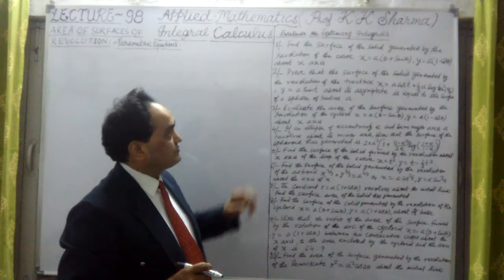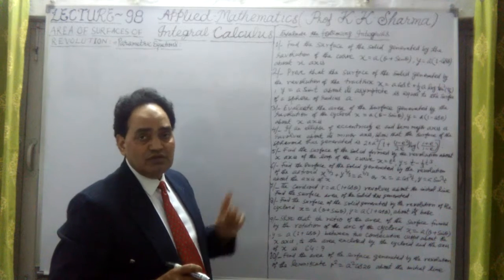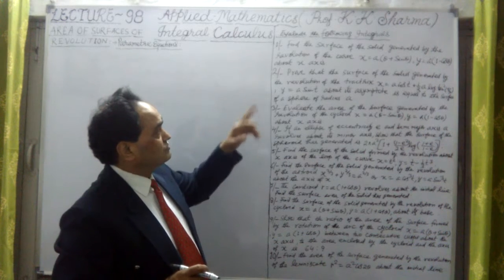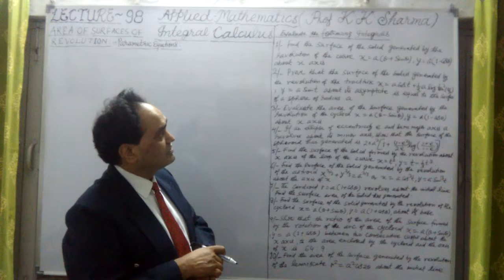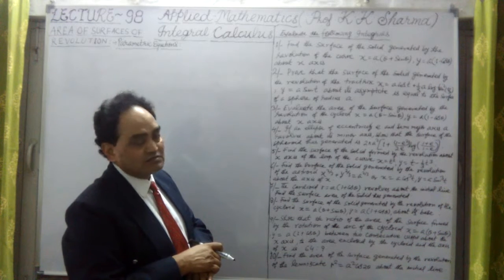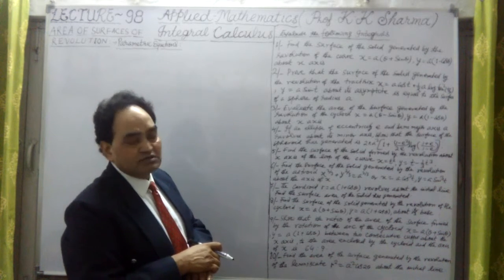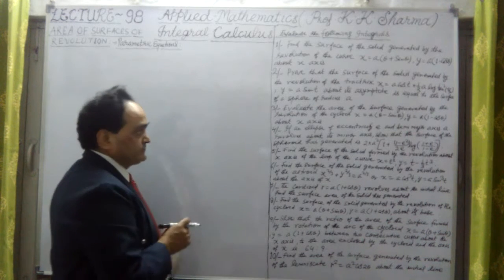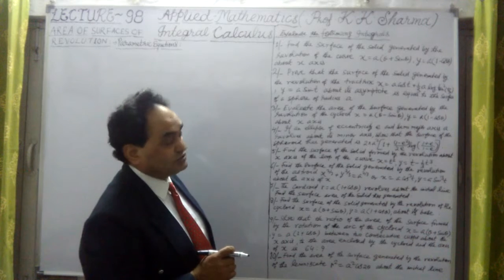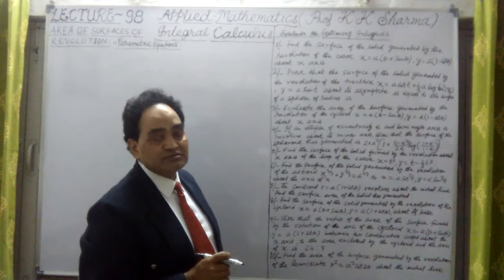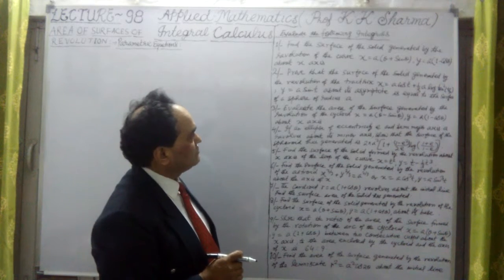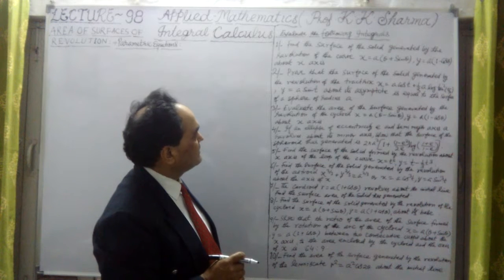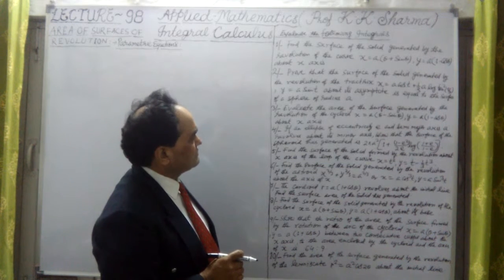Now come to the point. Question number 1 in case of parametric form. So what is the question here? Find the surface of the solid generated by the revolution of the curve x equal to a(theta plus sine theta), y equal to a into (1 minus cos theta), about the x-axis. This is the cycloid we have discussed.